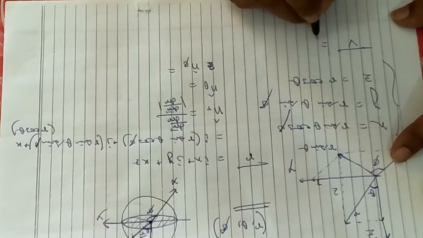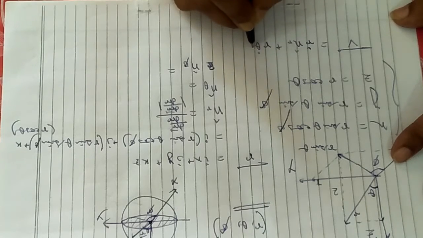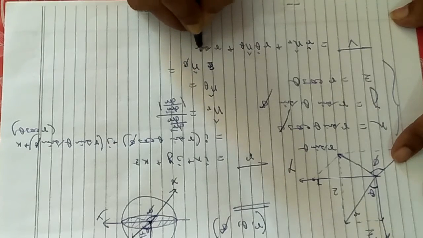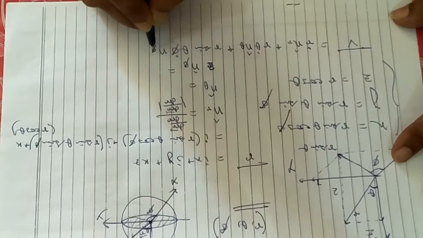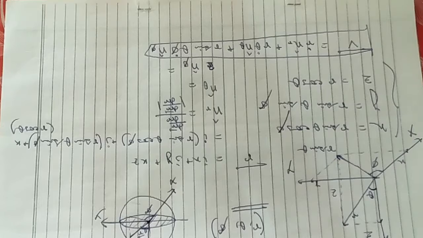The velocity will be equal to r dot into n r cap plus r theta dot into n theta cap plus r sin theta phi dot into n phi cap. This will be the vector that you will calculate at the end.